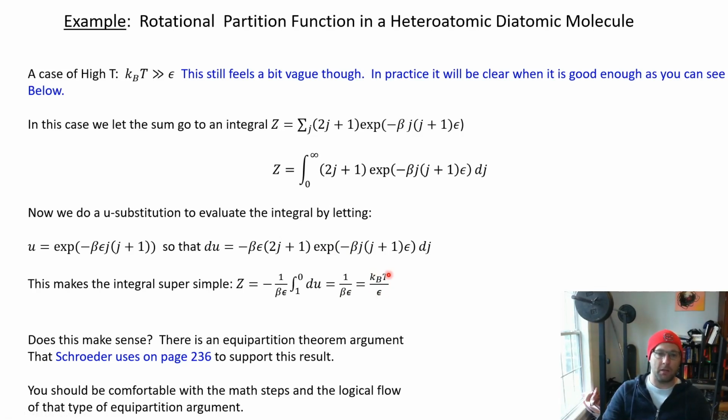So the question is, does this make sense? And there's an equipartition argument that Schroeder uses to show that it does indeed make sense. I think that you should be able to follow that type of argument and make that type of argument yourself for other physical systems. And so you want to pay attention to that. How do you use equipartition to discuss the significance and the validity of this approximate result? So you should be comfortable with both the math and the logical flow of that type of equipartition argument.